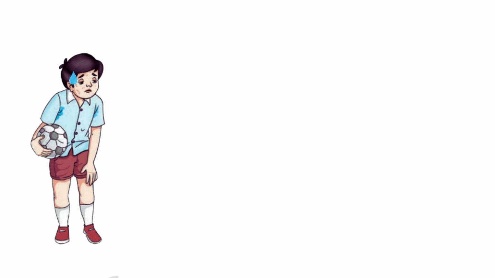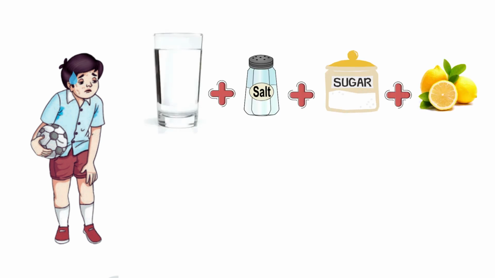Ghulan was sweating when he came home after playing in the evening. He was feeling tired and thirsty. Ghulan's mother mixed a spoonful of sugar, a pinch of salt, and some lemon juice in a glass tumbler of water and offered him this shikanji to drink. Ghulan noticed that while his mother was mixing sugar and salt in water, the salt and the sugar disappeared after a while.